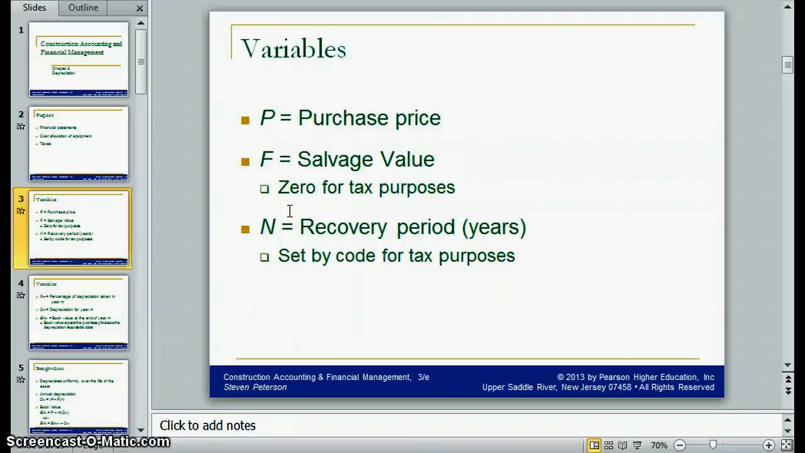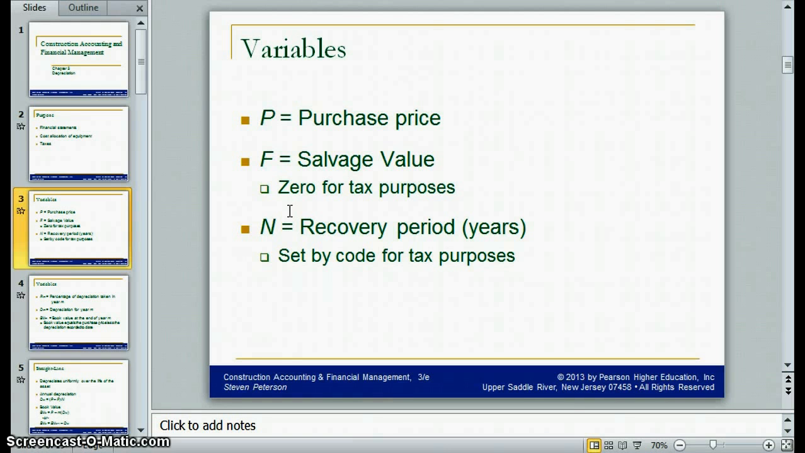Now, we could have a piece of equipment, say a pickup truck, that could be classified as a 5-year asset. That doesn't mean that the truck will stop working after 5 years of its allowable depreciation period. Simply, for tax purposes, we will consider the salvage value of that pickup truck to be zero.